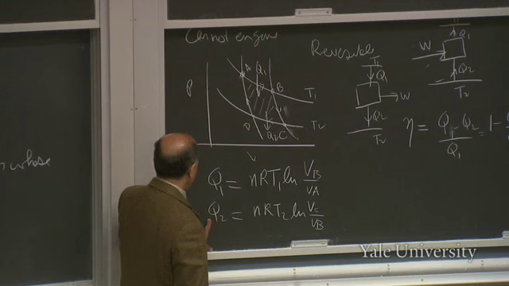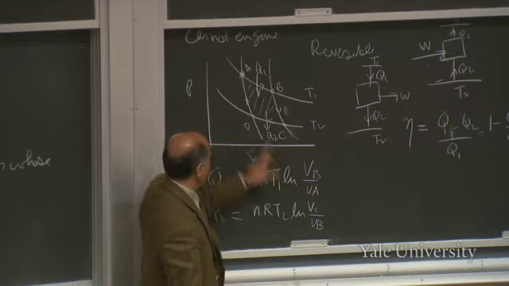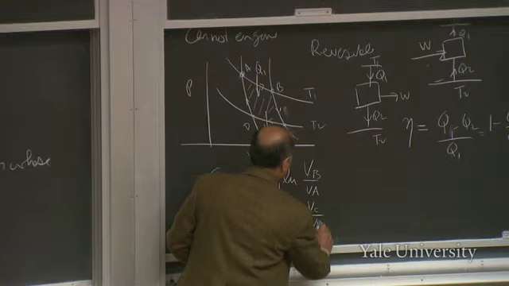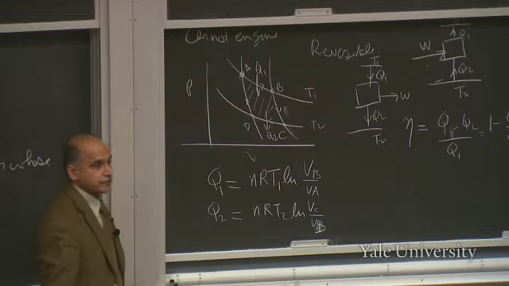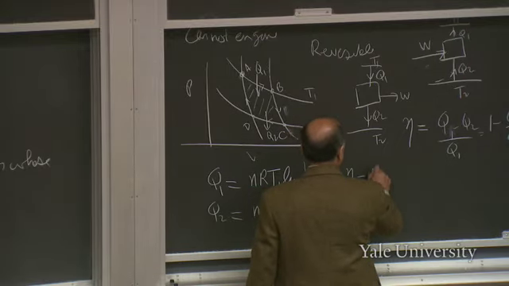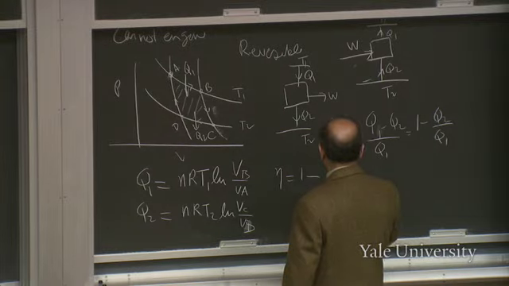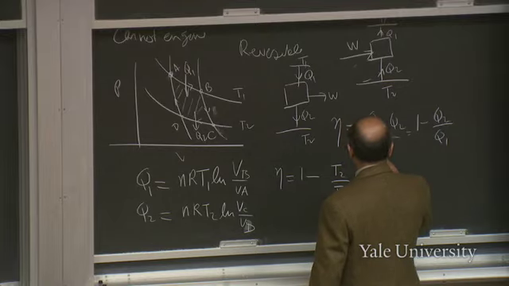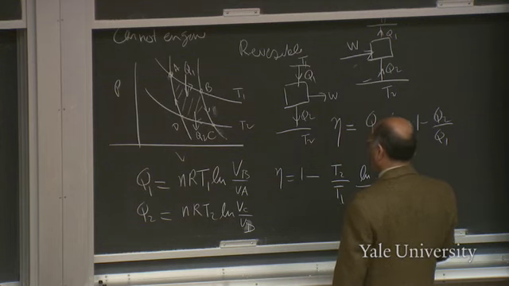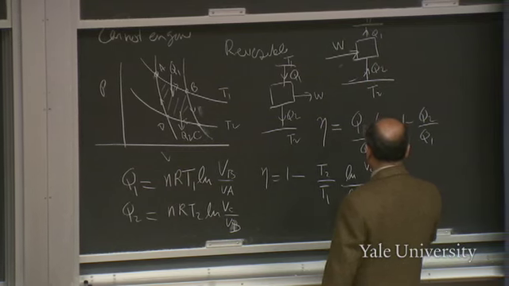Remember, Q2 here is defined as a positive number, even though it's the heat rejected. So if I want to get a positive number, I write the log of V initial over V final. So I get VC over VD. So the efficiency now becomes 1 minus Q2 over Q1, which becomes 1 minus T2 over T1 times log VC over VD, divided by log VB over VA.